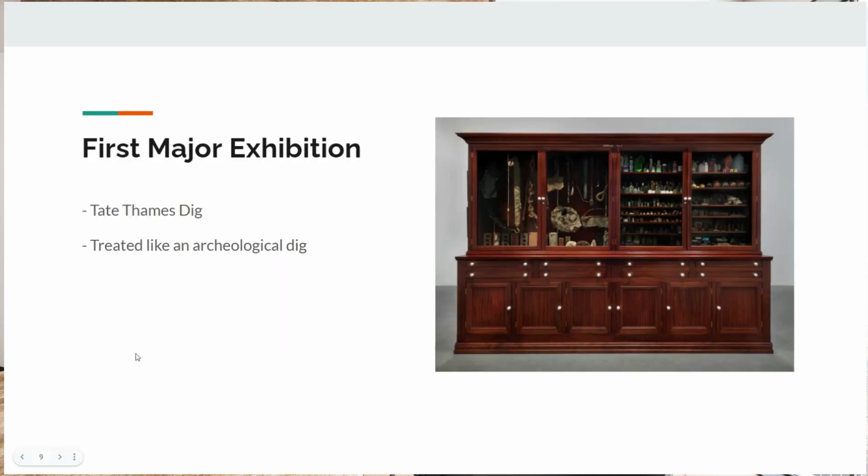So his first major exhibit was called the Tate Thames Dig. This is when he and a group of volunteers went outside and combed the beaches for anything that they could display. They found a huge variety of items, including toys, pipes, and dishes. Each item was then cleaned, cataloged, and displayed as if it were an official archaeological dig. You can see in the shelves how they're still categorized by similar items, much like the cabinets we saw earlier.